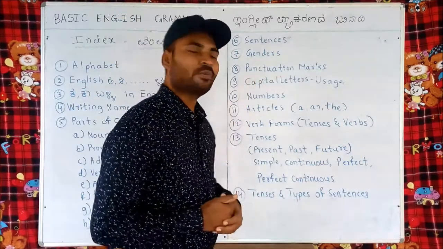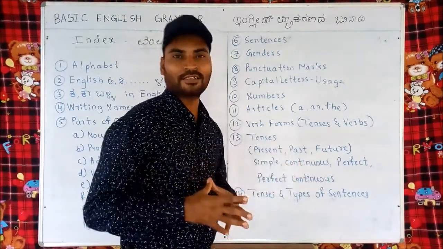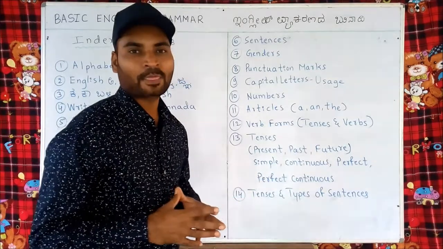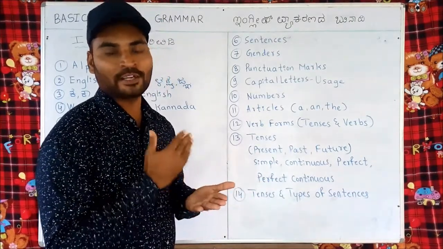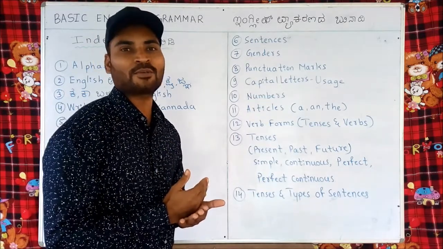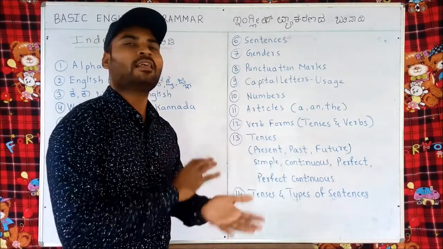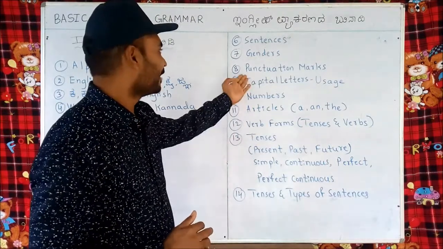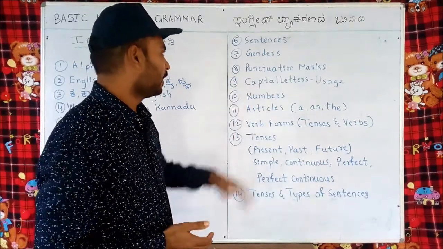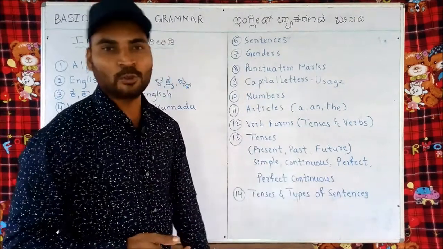And then punctuation marks. Punctuation marks are very important in written language, and we have to use them properly. Comma, full point, question mark, exclamation mark, hyphen, colon. There are a number of punctuation marks that we study in the 8th lesson. Then capital letters, their usage.